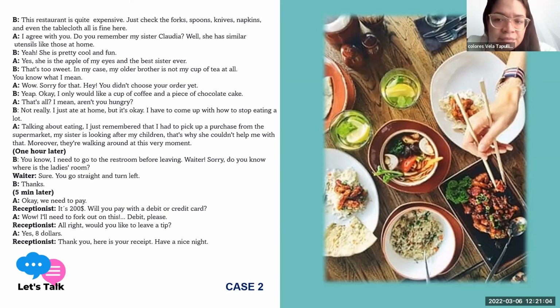Talking about eating, I just remembered that I had to pick up a purchase from the supermarket. My sister is looking after my children. That's why she couldn't help me with that. Moreover, they are walking around at this very moment. You know, I need to go to the restroom before leaving. Waiter, sorry, do you know where is the ladies' room? Ladies' room? Sure, you go straight and turn left. Thanks.